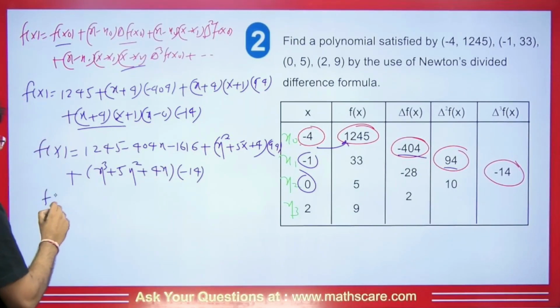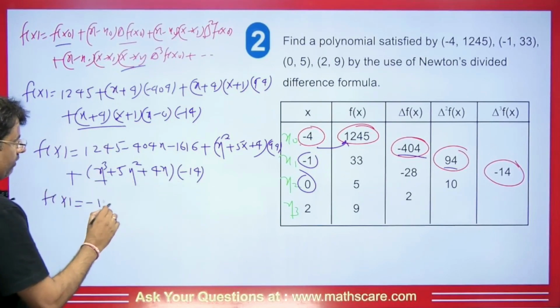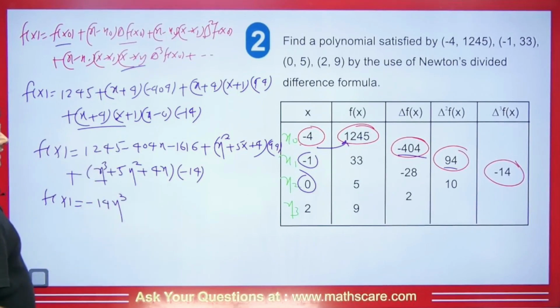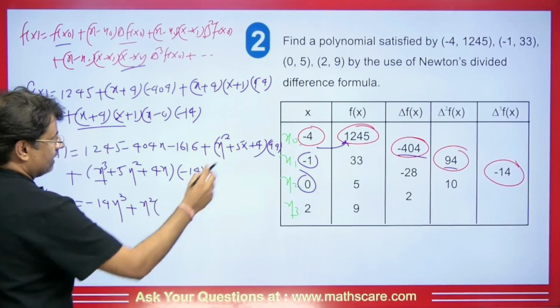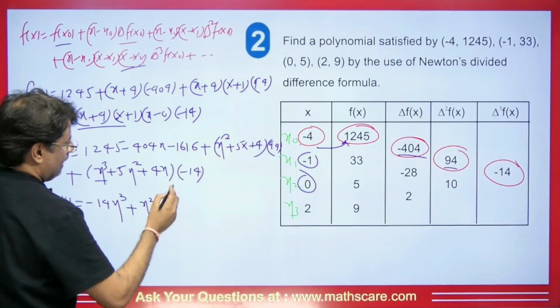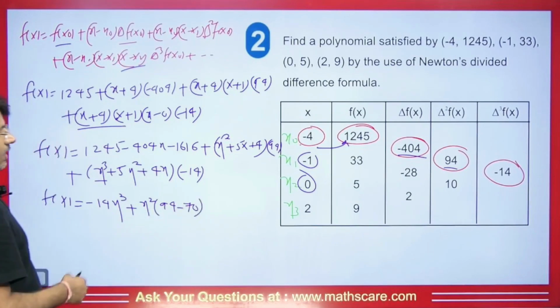Then what we will do here, fx is equal to, look at the x cube term. With the x cube term, minus 14 is multiplied. This will come. We will see what is coming with the x square term. So we will take x square common here. From here we get 94. This will be 14 into 5 is 70, minus 70 will be here. This will be the coefficient of x square.